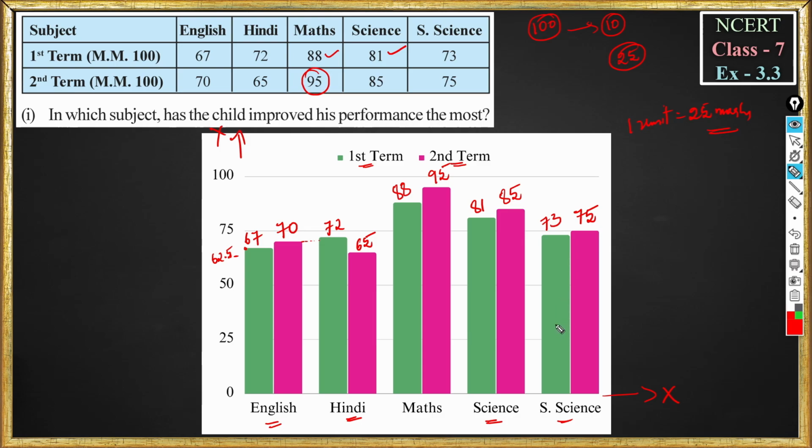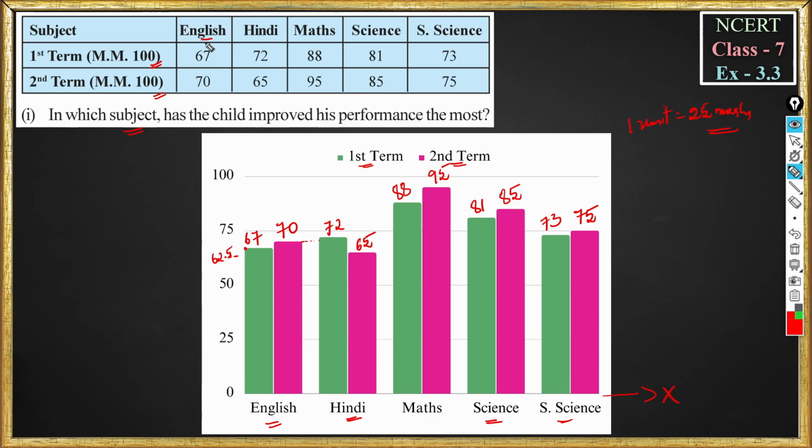Like this, we represent the given data in a double graph. Now, let us take question number 1. In which subject has the child improved his performance the most? So we know that the first term is conducted first, whereas the second term is conducted next. Now we should find in which subject the child has improved his performance the most.